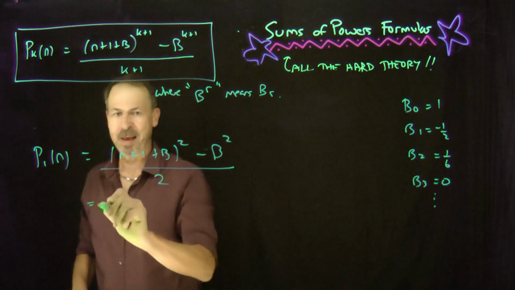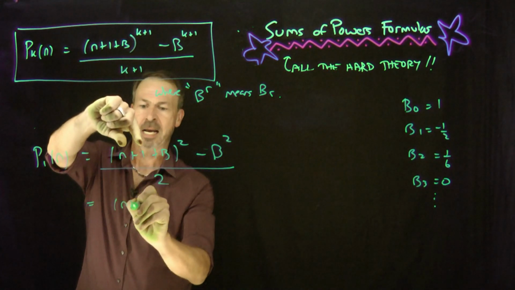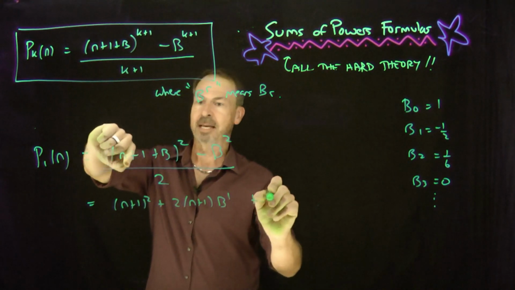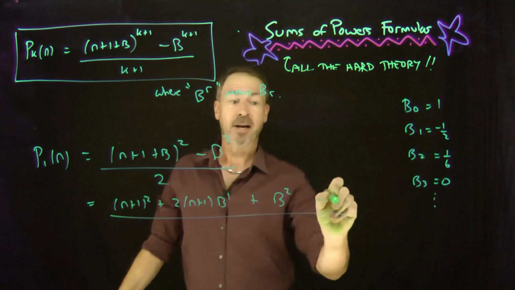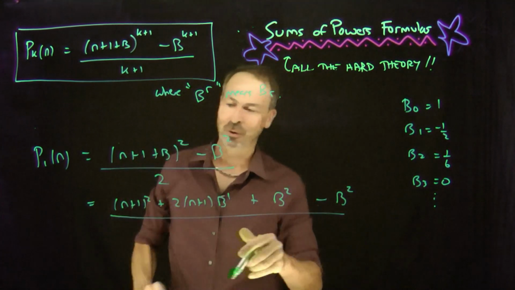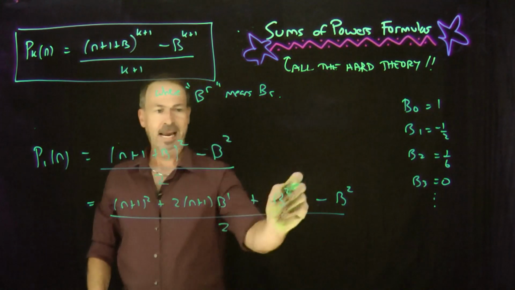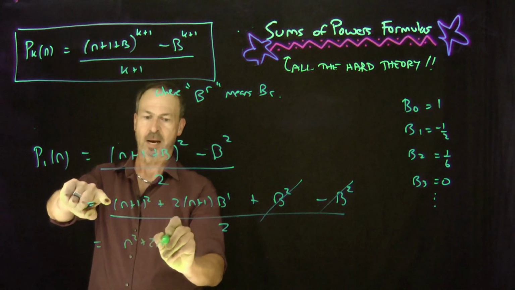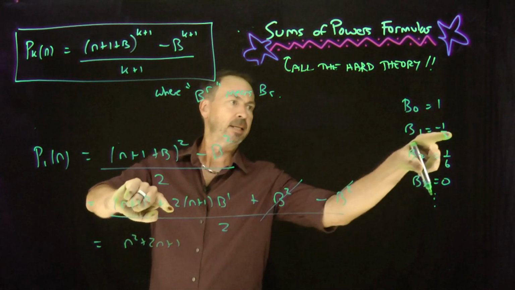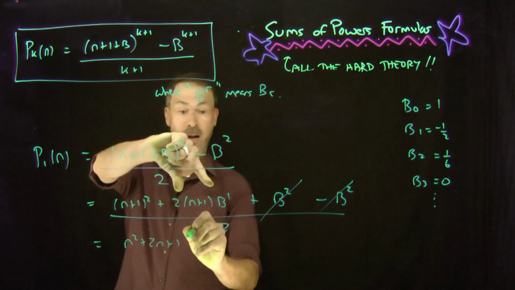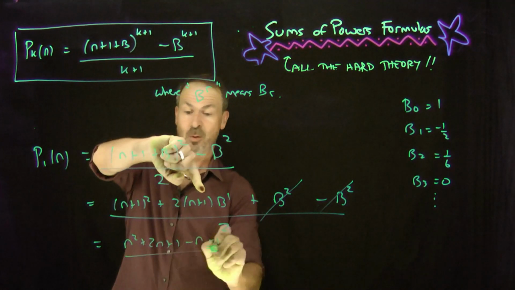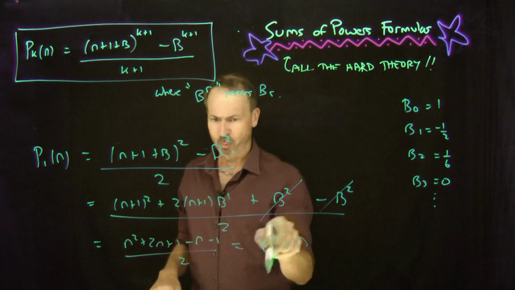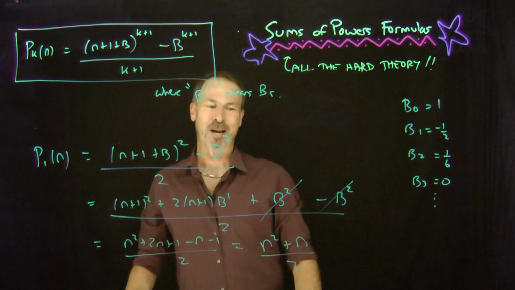So I'll trust this for the moment. Let me expand this out. So this will be n plus 1 squared plus twice n plus 1 times b to the 1th power plus b to the 2nd power minus b to the 2nd power, well, not really b to the 2nd power, I mean b_2, divided by 2. Okay, so they cancel, no worries. And what am I left with? I'm left with n plus 1 squared. So it's n squared plus 2n plus 1. b to the 1 is negative a half. So 2 times negative half, minus n minus 1, all divided by 2. n squared survives, n squared plus n. Ones cancel out, divide by 2. Yep, half n squared plus half n.